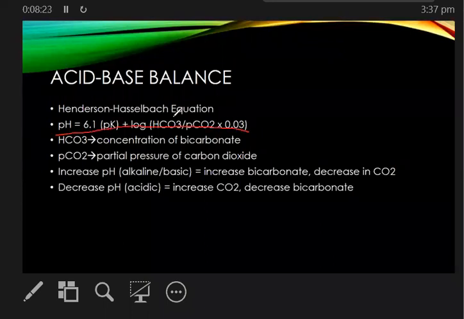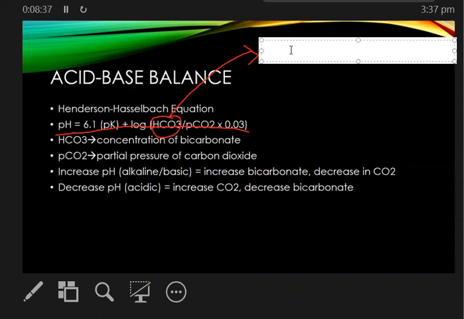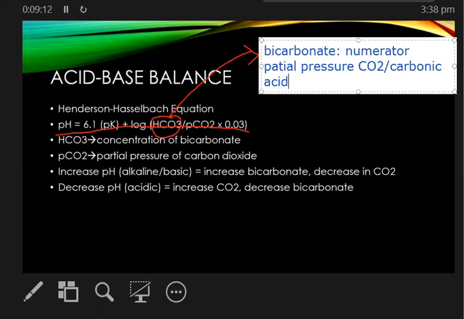So if we are going to look at your Henderson-Hasselbalch equation, the numerator is represented by your bicarbonate. So this is your bicarbonate, the variable that is found in the numerator of your equation. And at the bottom part, you would be able to see the partial pressure of carbon dioxide, or your carbonic acid.